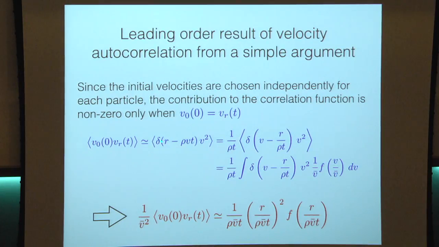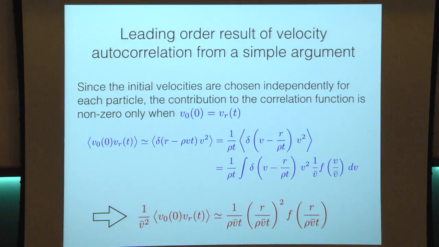Therefore, r has to be equal to rho times v t, where v is the velocity and t is the time. So this distance has to be covered, and in that case both velocities are the same, so it's just v squared. This average we can now compute by scaling to v, and you know the distribution of v, which is given by that. If you evaluate, you get this answer. So the leading order answer is very easy to compute.